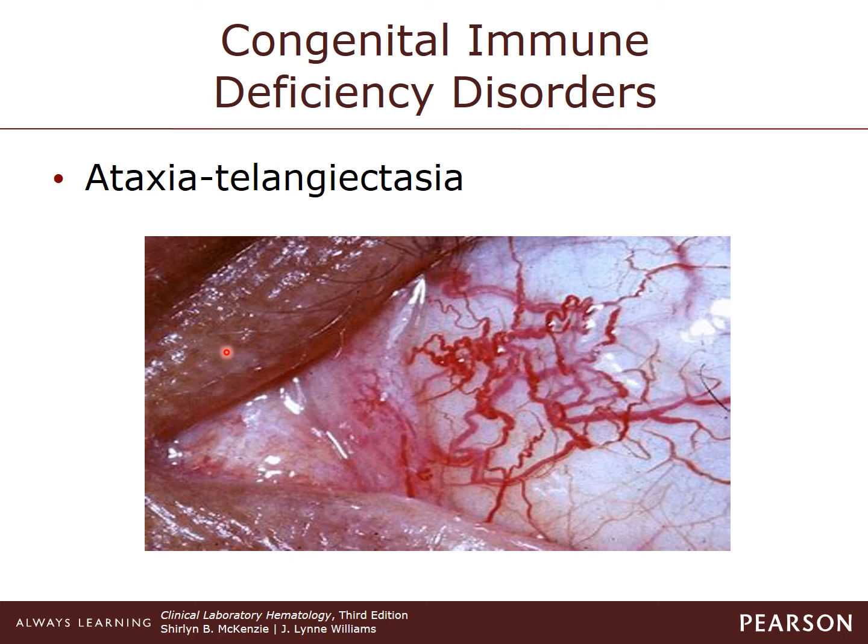Ataxia telangiectasia is a progressive neurological disease and an immune dysfunction that has a predisposition to malignancy. Individuals are ataxic and develop vascular lesions, as you can see in the eye here. There are many, okay? And it's characterized by progressive neurological disease.